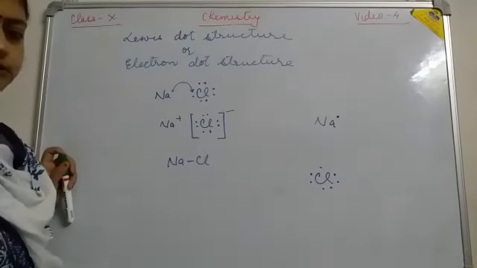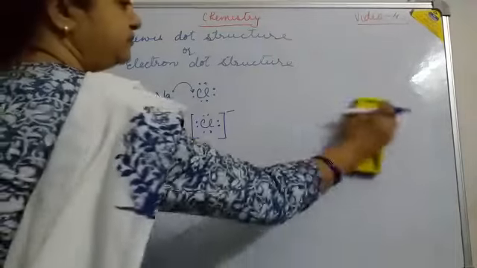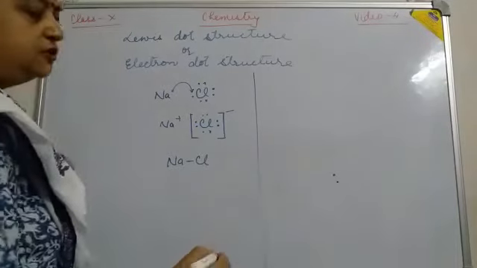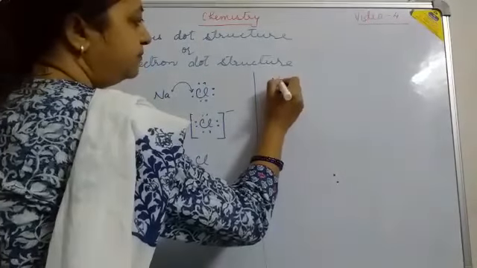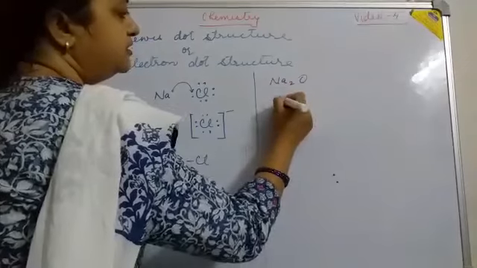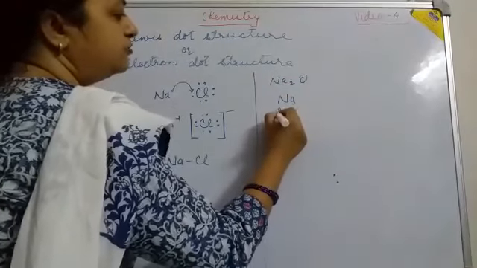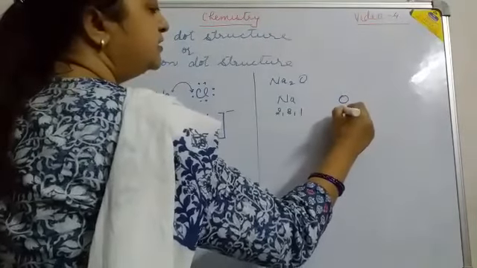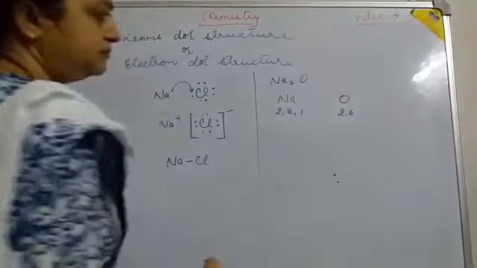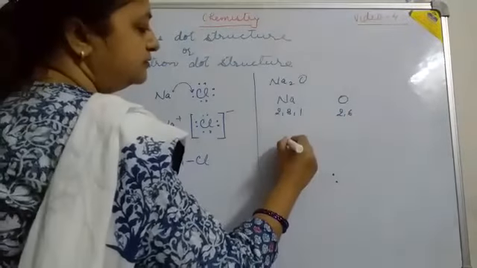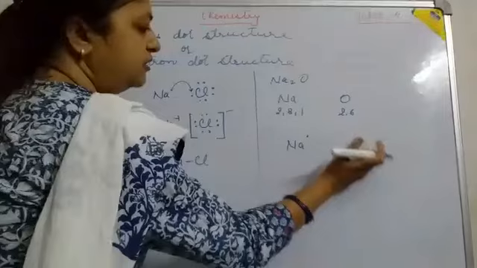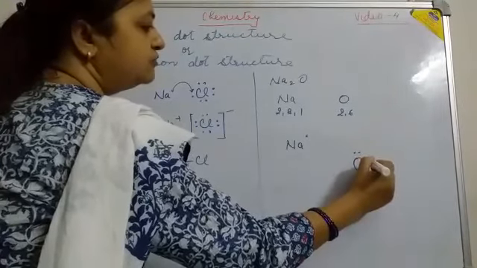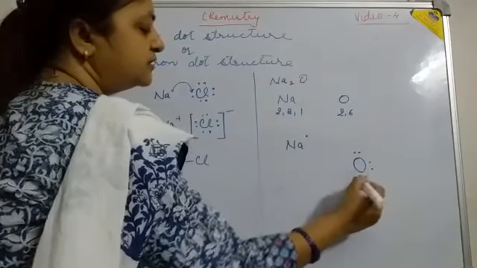Chloride. If we consider sodium oxide, the steps must be noted. Sodium oxide. First, you must write the electronic configuration of sodium and oxygen. Then, sodium has only 1 electron in its outer shell and oxygen has 6 electrons: 1, 2, 3, 4, 5, 6.